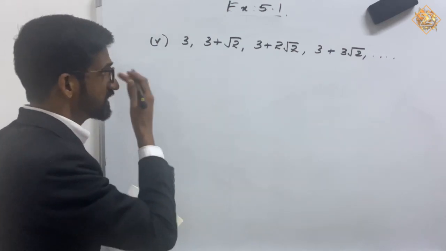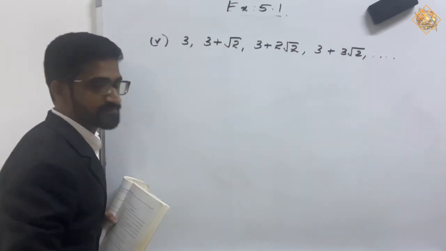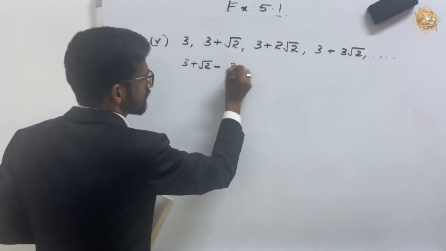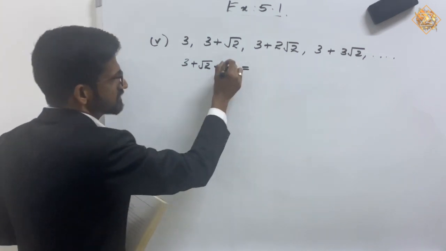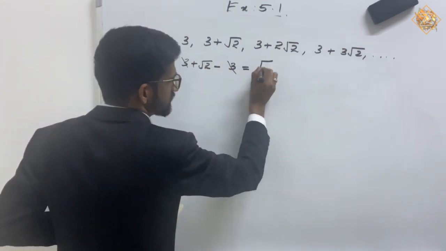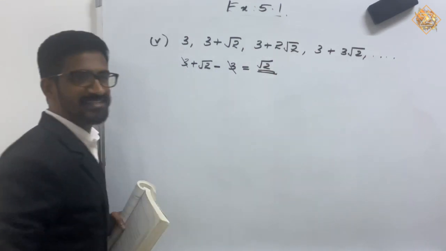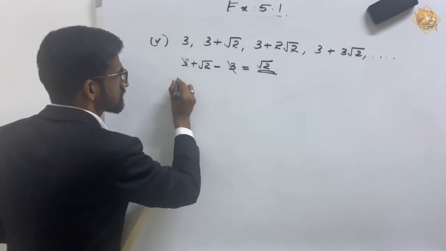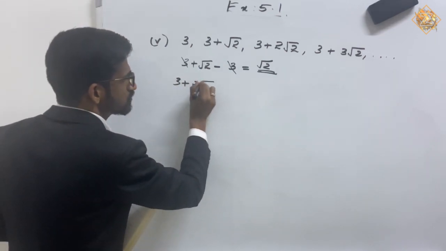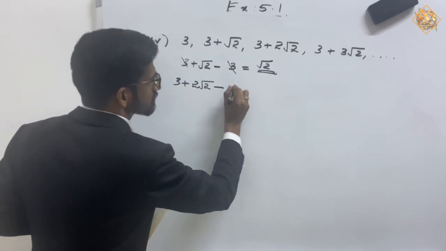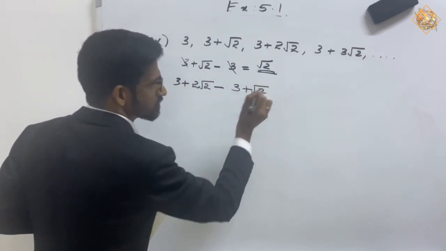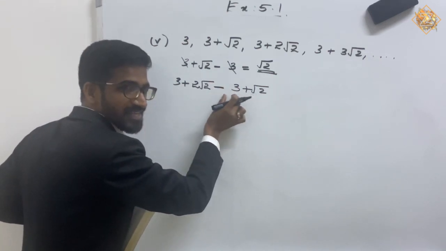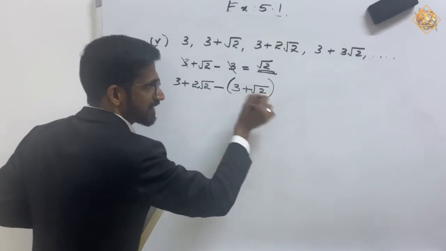For that, from the second term, we will subtract the first term, isn't it? That is 3 plus root 2 minus 3. What is that? 3 will get cancelled, so we'll get root 2, isn't it? Now from the third term we will subtract the second term, that is 3 plus 2 root 2 minus 3 plus root 2. Here we should be careful, since after this minus sign we have two terms, 3 plus root 2, so we must put a bracket.